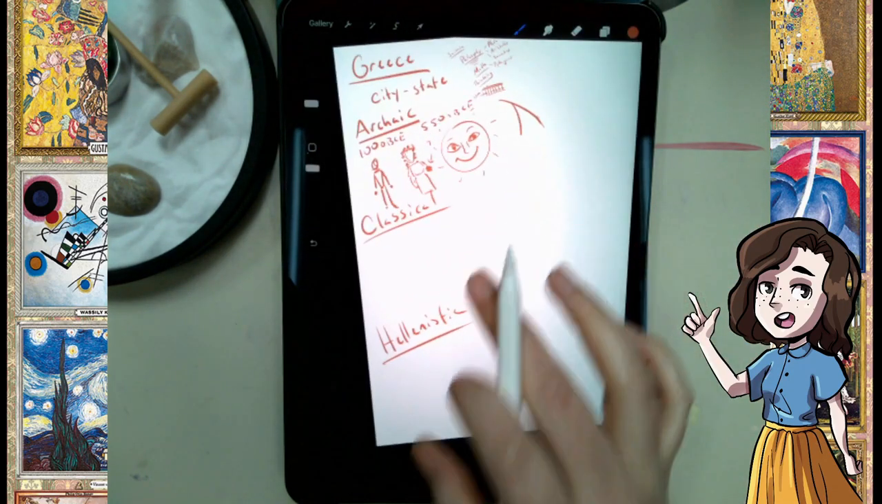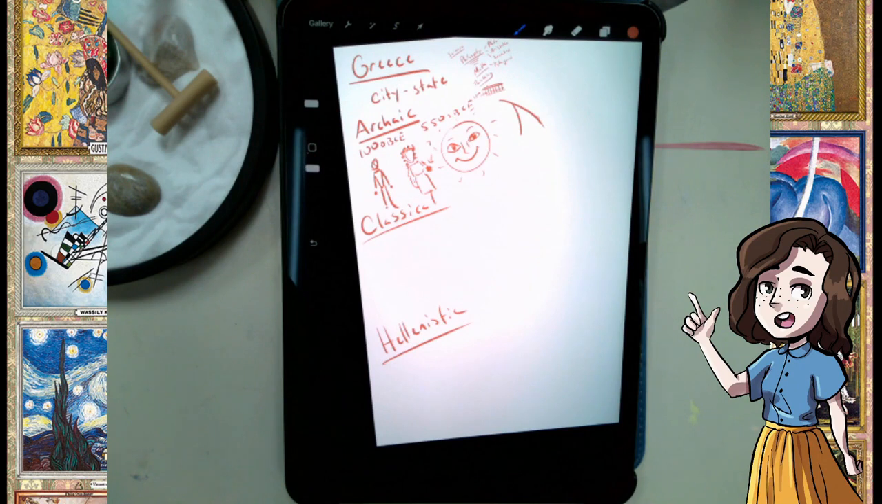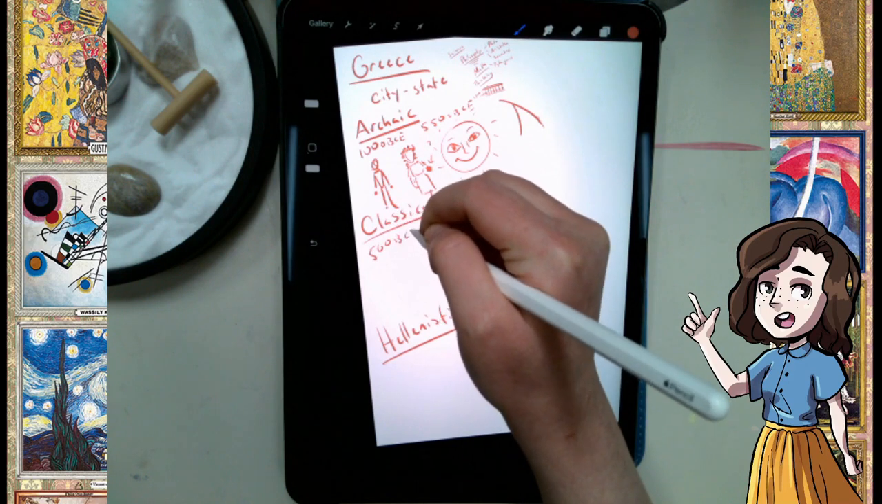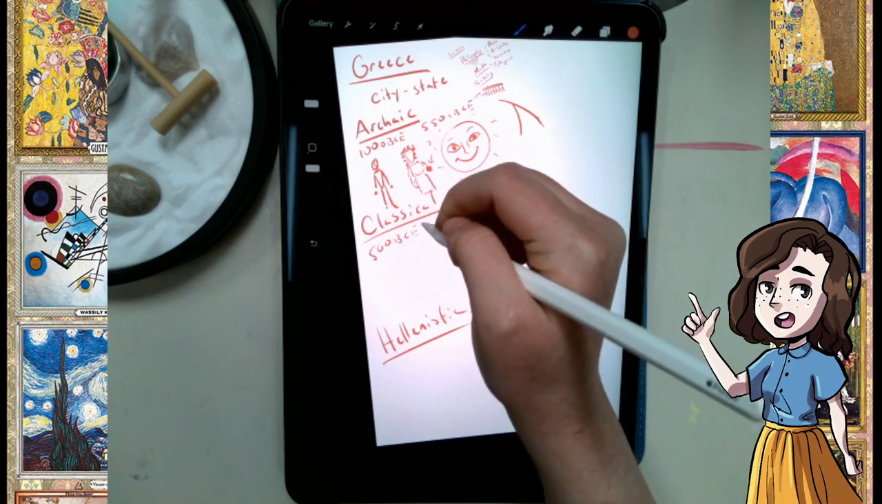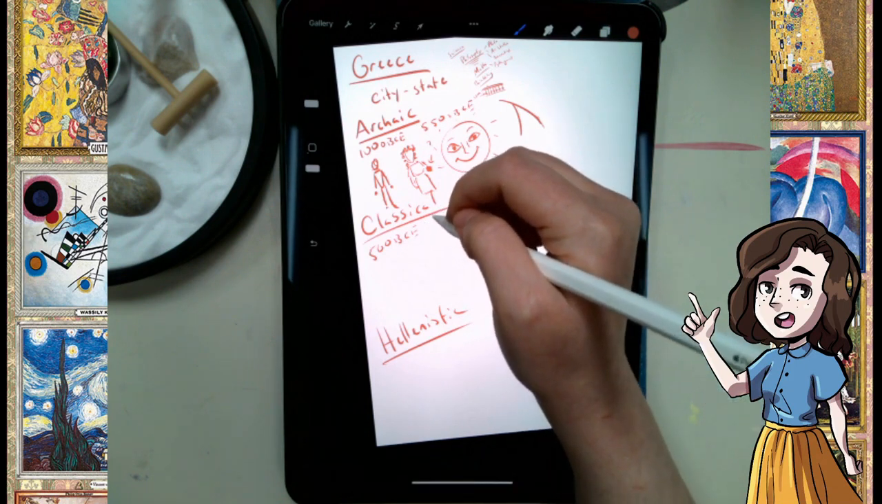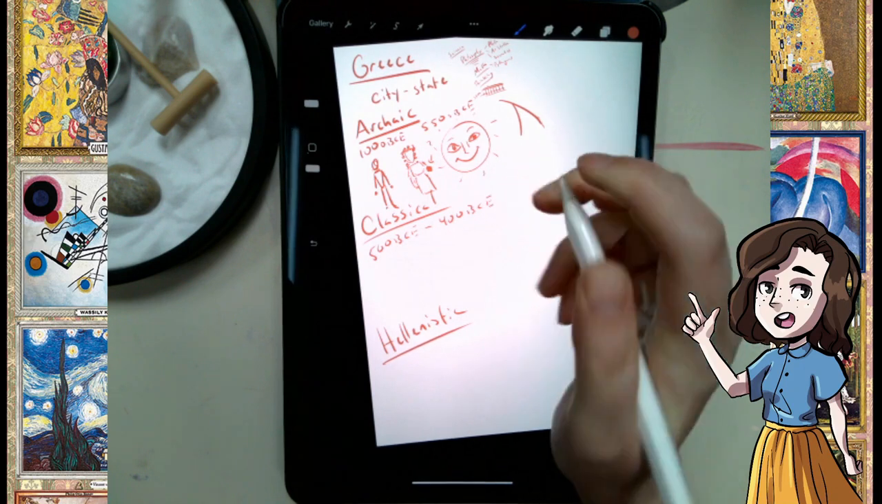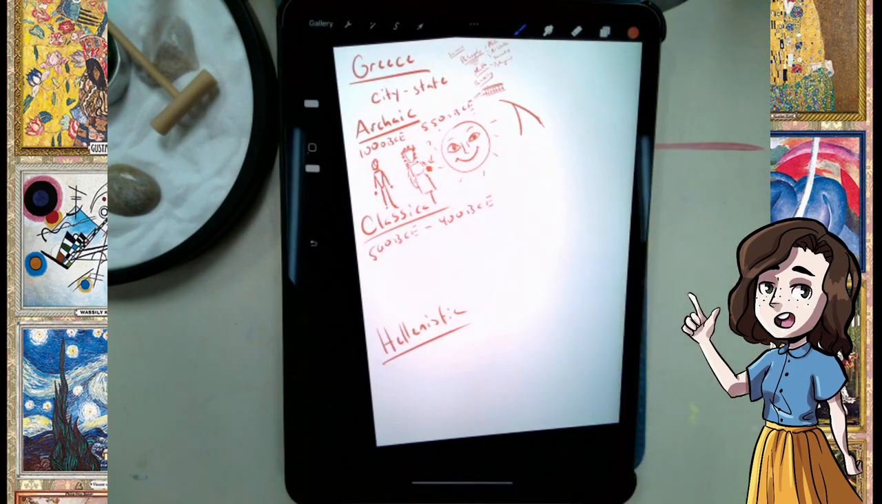So with classical Greece, now we're looking at, give or take, again, this is very, very rough, we'll just say like 500 BCE up to like 400 BCE, roughly. Again, don't take these dates as fact. I'm thinking it through.